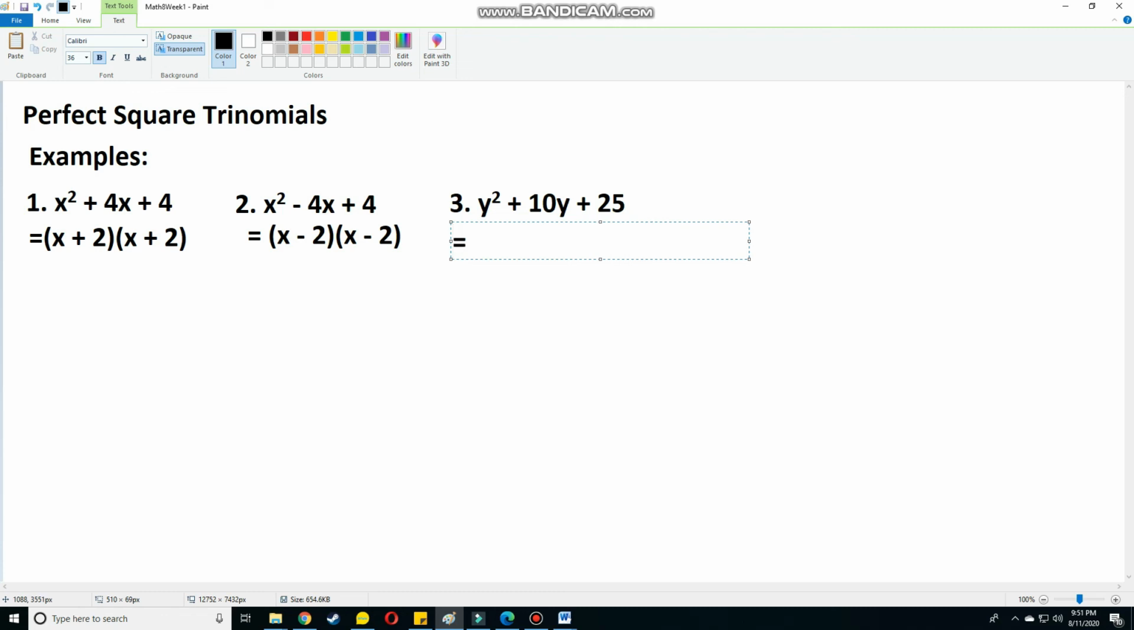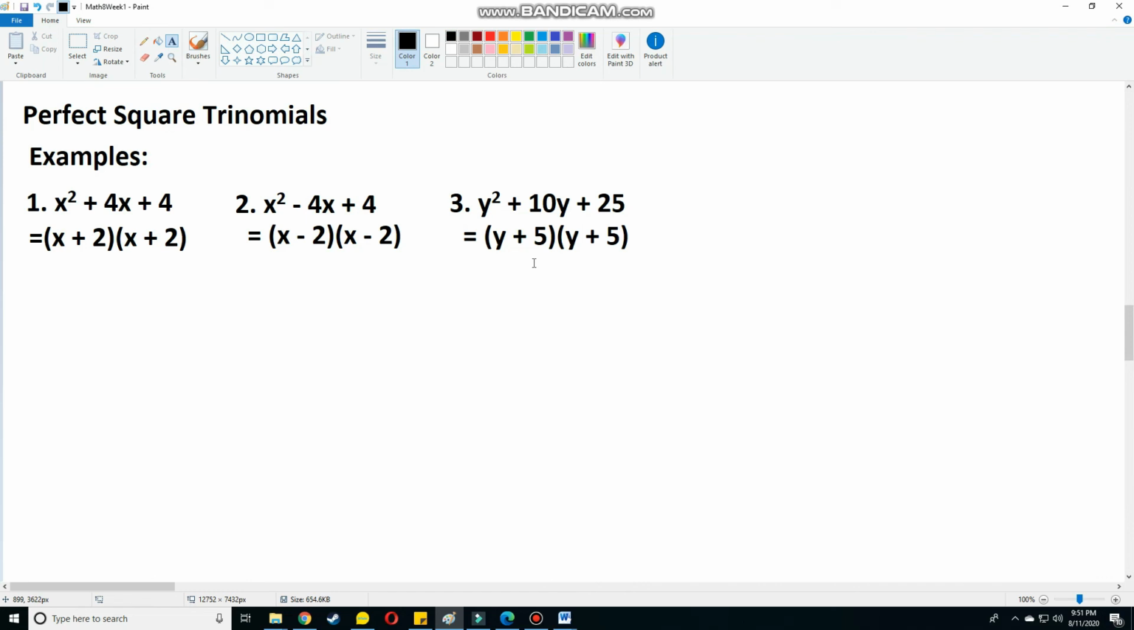Okay, now let's factor it out. What is the square root of the first term? The square root of y squared is y. Then let's follow the middle sign. This is plus, so that would be plus. And then what's the square root of 25? That would be 5. Then again, y plus 5. So our factored form for our third example, y squared plus 10y plus 25, is equal to the quantity of y plus 5 times the quantity of y plus 5.